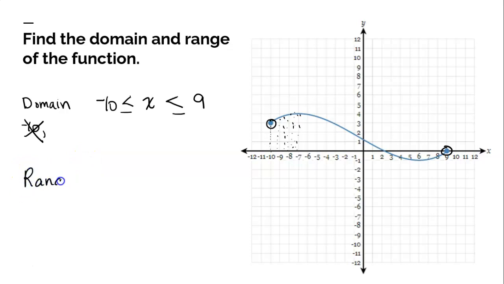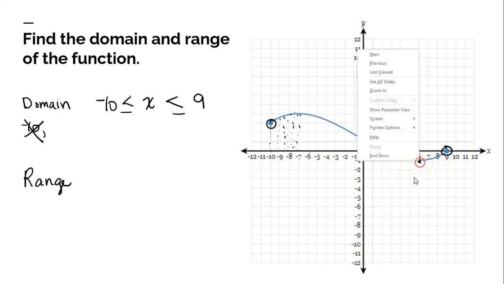The range are the possible y values. Sometimes people are helped if they turn their paper on their side. I know that's hard for you because this is on your screen, but you want to think about this as being from bottom to top, the smallest y value. This is actually not our smallest y value. The blue line curves under that.